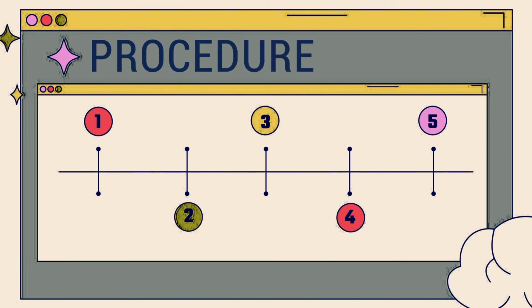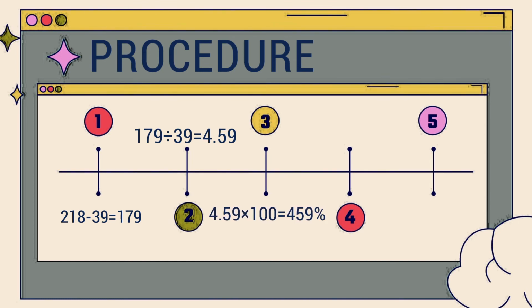First, calculate the increase by subtracting 39 from 218. 218 minus 39. These have been rounded to the nearest whole number. This results in 179. Second, divide the increase by your original CPI. So, divide 179 by 39. This results in 4.59. Third, convert your answer to a percent. To do this, multiply 4.59 times 100. This results in 459, or 459%. Now you know inflation has risen by 459%.